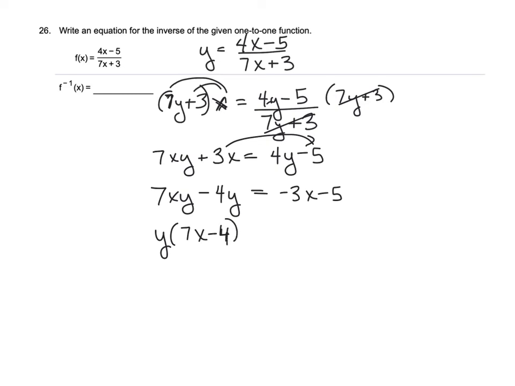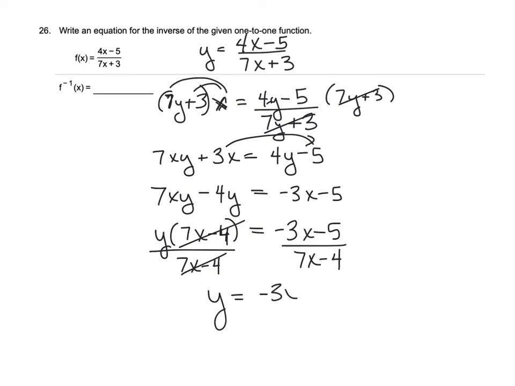So take out a y. You get 7x minus 4. There you go. And now when you have it in this form, you're almost done. Since they're being multiplied, you can divide out by 7x minus 4. Cross them out, and you get y equals, and this is your inverse function.